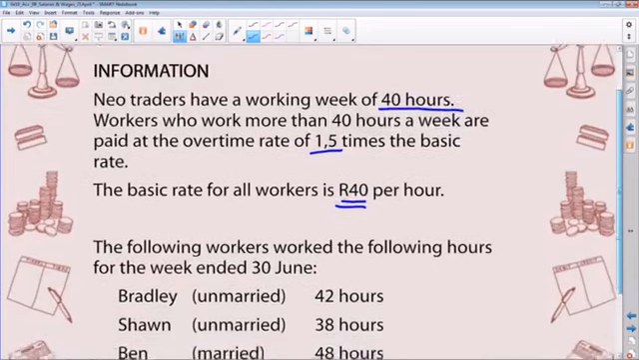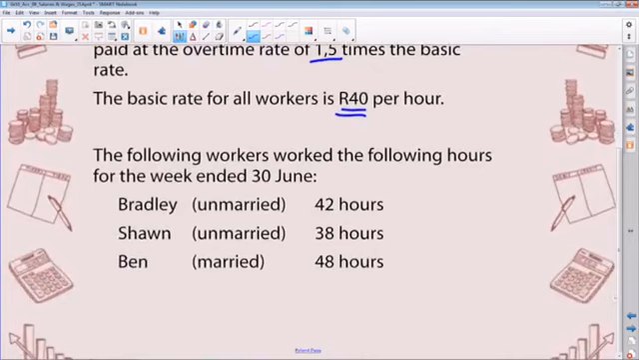Let's continue with the wording here. They say the following workers work the following hours for the week ended 30 June, and I see there's a mistake. Let's quickly fix it. It's actually the 28th of February. Now, I have number one, Bradley, number two, Sean, and then number three, Ben. What do I need to do? I need to go and look at Bradley. How many hours did Bradley work? He worked 42 hours, so therefore, 40 hours will be normal. And now, how many hours did he work overtime? He worked 2 hours overtime.